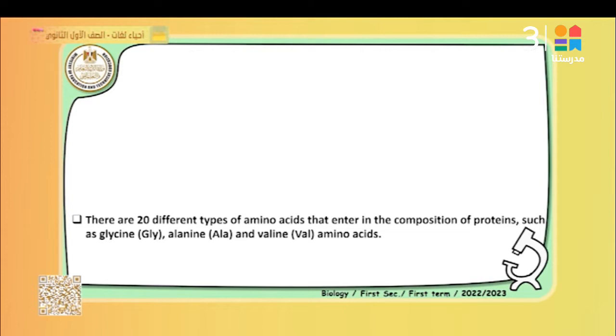There are 20 types of amino acids. Only 20 types of amino acid are found, but there is an infinite number of proteins. Why? Because the protein depends on the number of amino acids, the order of amino acids, and the type of amino acids. Number, order, type. By changing the number, order, and types, we can produce a large number of proteins, even though we are limited to only 20 types of amino acid. So we can obtain an infinite or very large number of proteins according to the order, type, and number of amino acids.